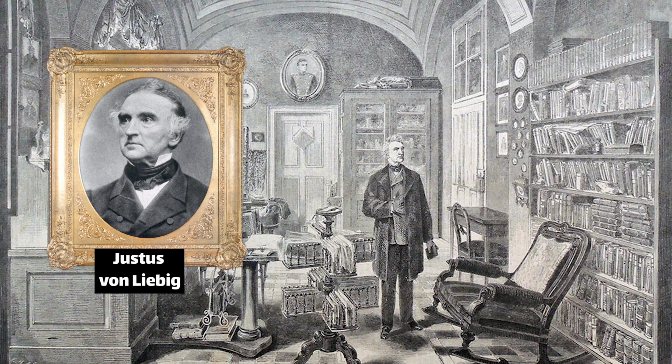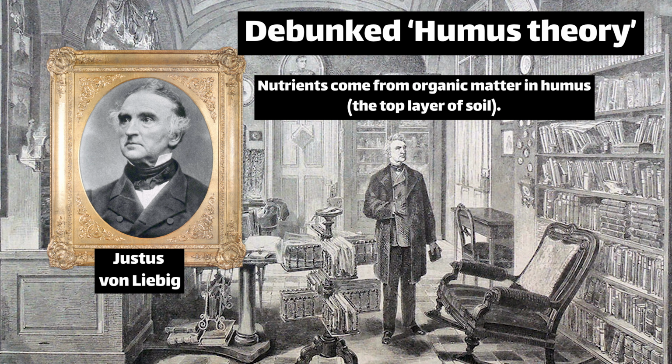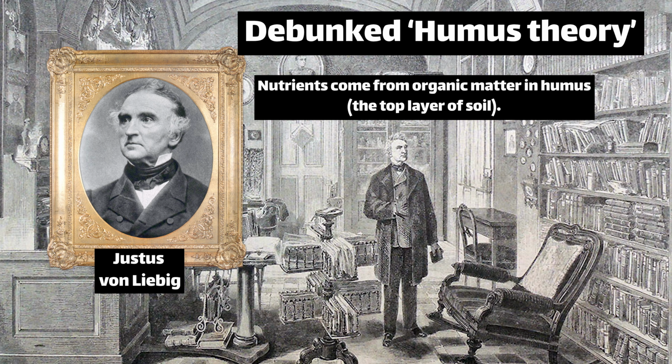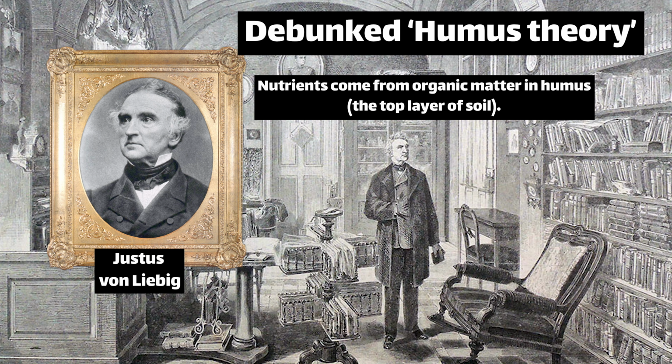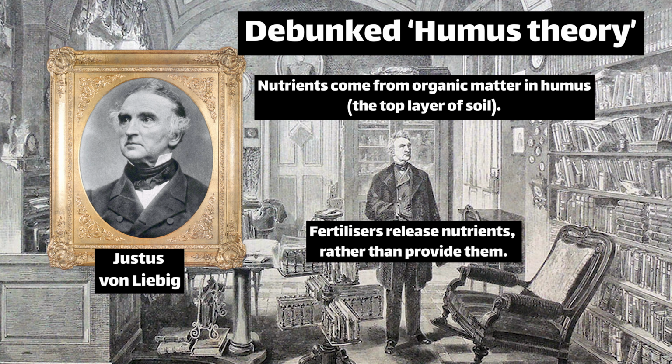But populations were growing, so scientists started looking at the problem of fertiliser. In the early 1840s, a German chap called Justus von Liebig debunked humus theory, which believed the carbon in plants came from the dead plant matter in the humus layer of the soil, and fertilisers help break down the dead matter and allow plants to absorb it.